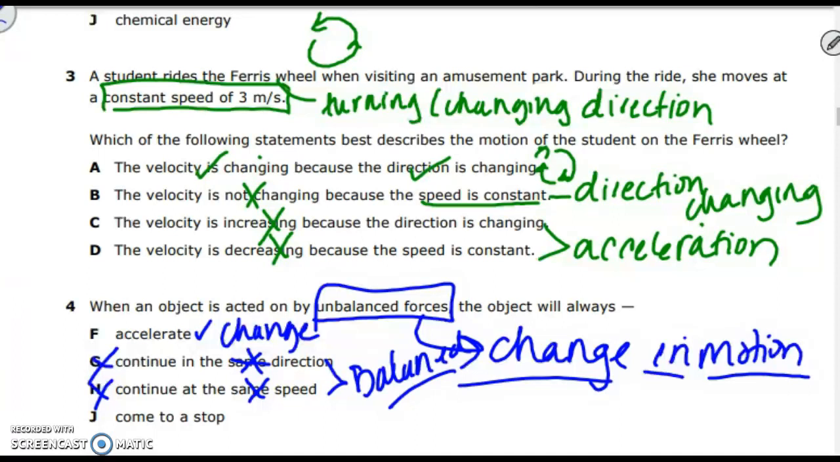Balanced. And then come to a stop. No, not always. It's not always going to come to a stop. Sometimes it might start it. Sometimes it might speed it up or turn it down. So here the question was always. What will it always do? They will always accelerate the motion.